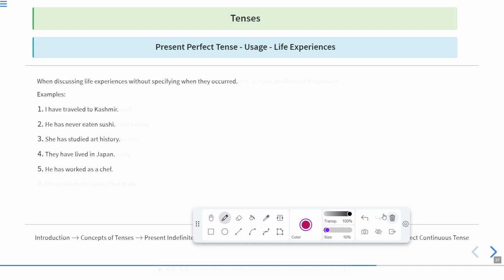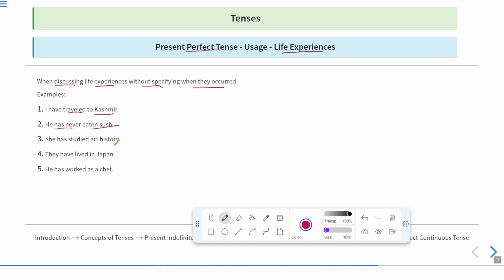Now let us move to the next one. This is the next usage of present perfect tense: to show life experiences. When discussing life experiences without specifying when they occurred, it means when we do not know the time of those experiences, but we discuss the experience, they should be written in present perfect tense. I have traveled to Kashmir. Okay, so I have traveled where? To Kashmir. It means once in my life I have experienced the beauty of Kashmir. When? This is not mentioned in the sentence.